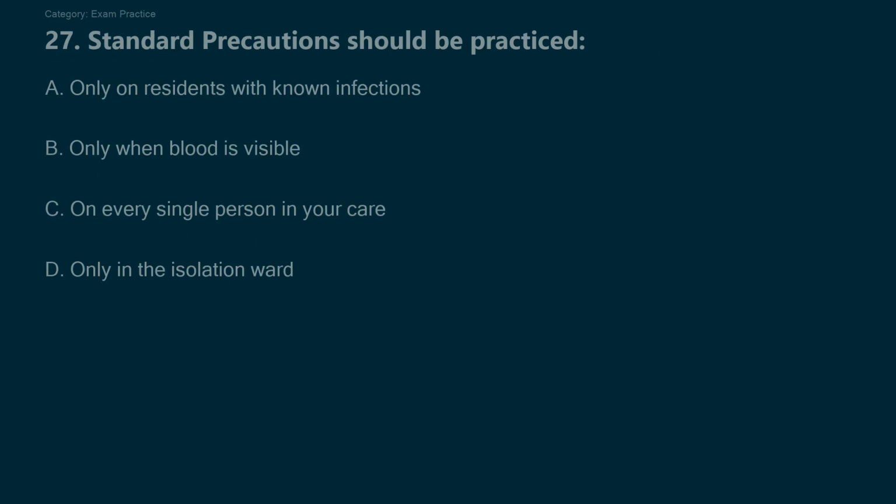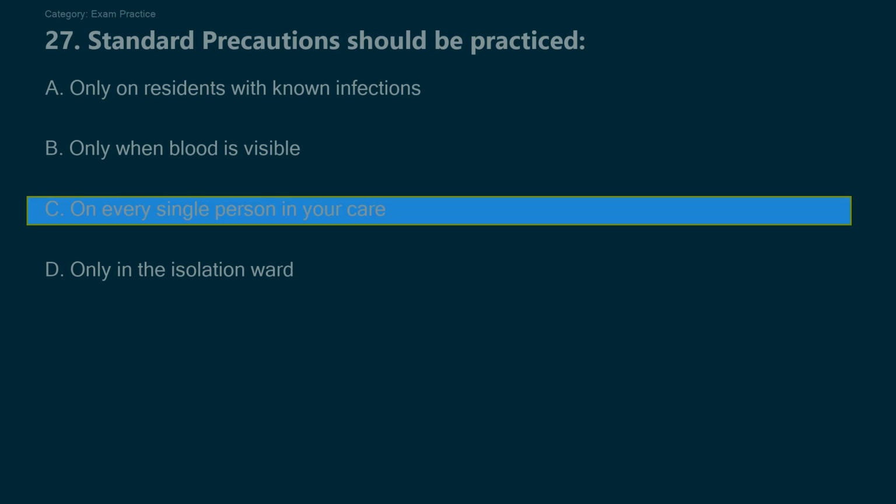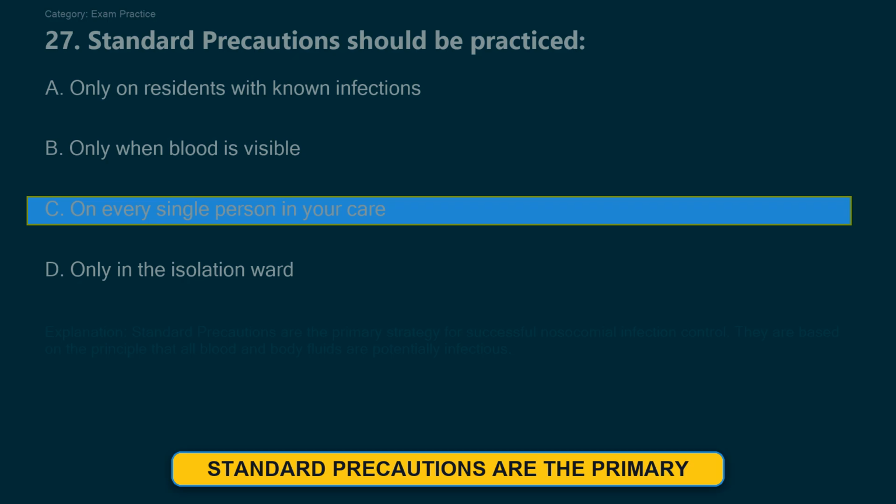Question 27. Standard precautions should be practiced. Option A. Only on residents with known infections. Option B. Only when blood is visible. Option C. On every single person in your care. Option D. Only in the isolation ward. The correct answer is option C. On every single person in your care.